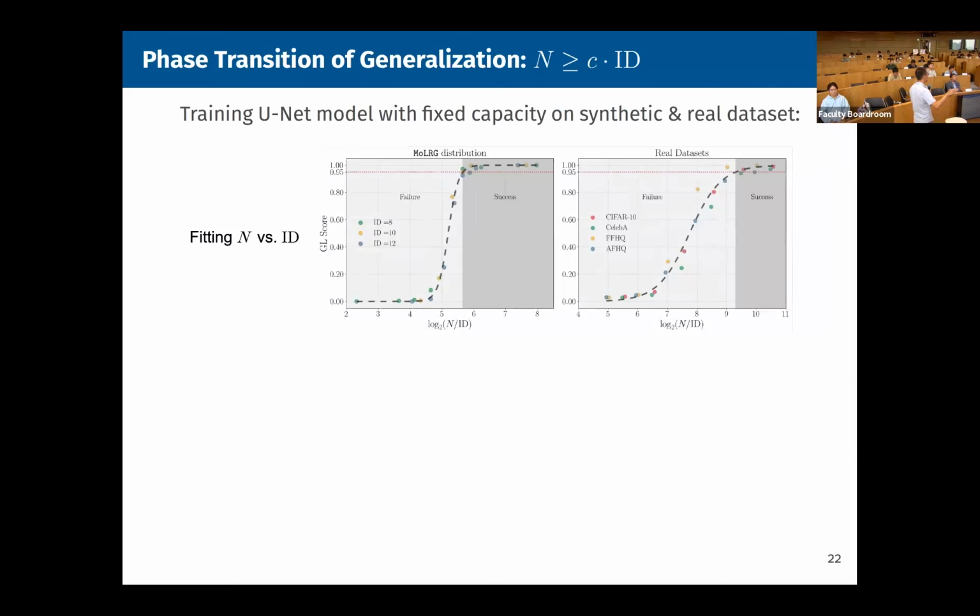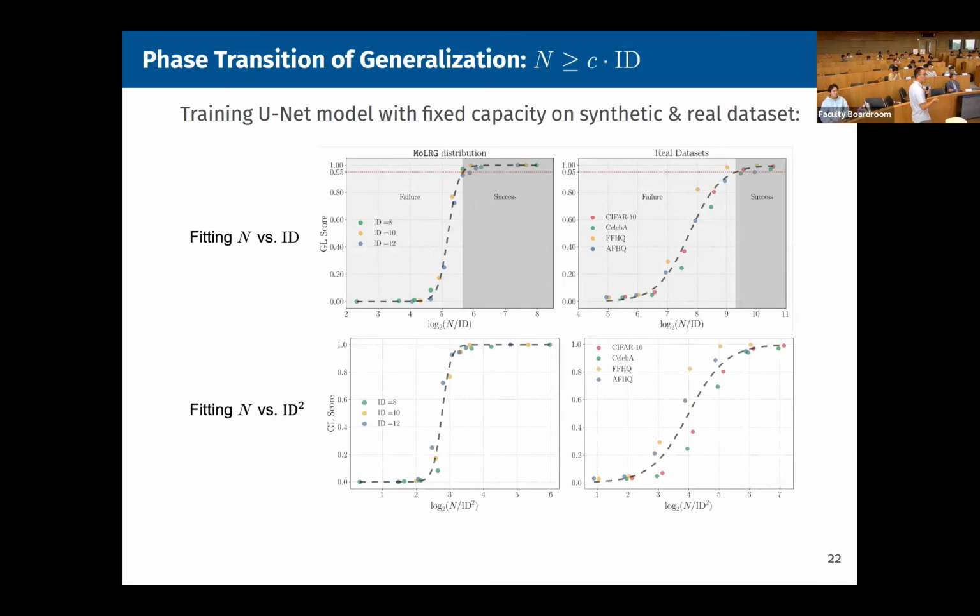And this doesn't just hold on simple distributions. We tried to justify this linear dependence on real datasets, such as CIFAR-10, FFHQ, etc. We fit a curve with a linear dependence between the intrinsic dimension and the number of samples, and you can see the curve fits pretty well. When you fit n with the intrinsic dimension squared, the fit is worse. This means that even on real datasets, training a practical UNet, the sample complexity dependence on the intrinsic dimension is almost linear. This confirms our theory of a linear dependence.